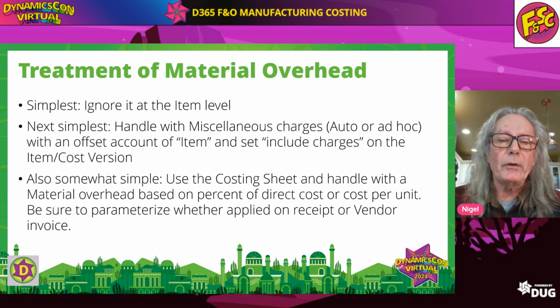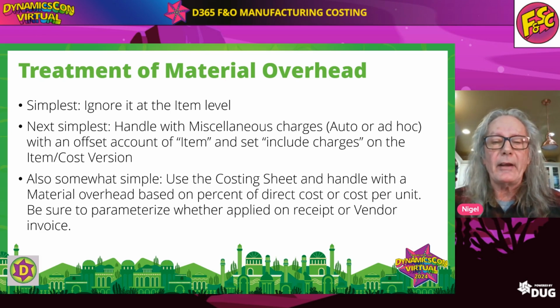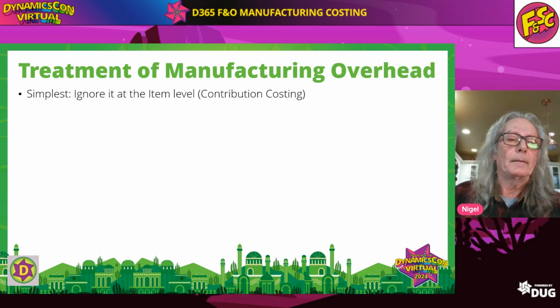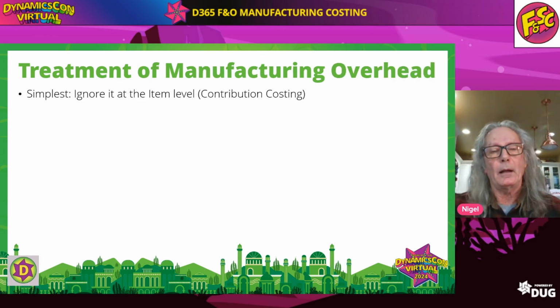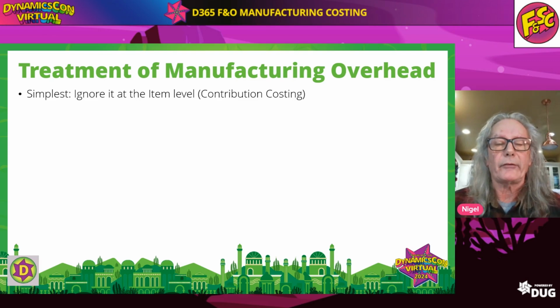Also, somewhat simple, use the costing sheet and handle material overhead based on percent of direct cost or cost per unit. We'll be talking later more about the costing sheet, but it is in Dynamics, and it's an alternative approach to miscellaneous charges, and I would argue a more powerful approach. Manufacturing overhead. Again, simplest is ignore it. And if you ignore both the material overhead and the manufacturing overhead, I call that contribution costing.